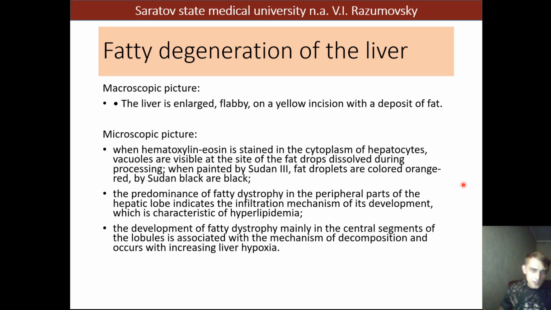The predominance of fatty dystrophy in the peripheral parts of the hepatic lobe indicates the infiltration mechanism of its development, which is characterized by hyperlipidemia. Fatty dystrophy mainly in the central segments of the lobes is associated with the mechanism of decompensation and occurs with increased liver hypoxia.